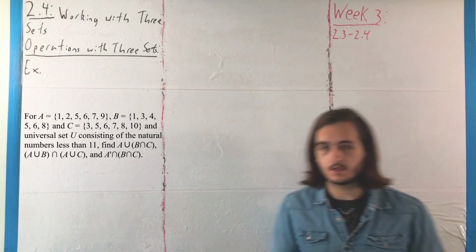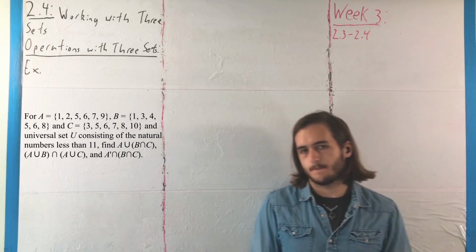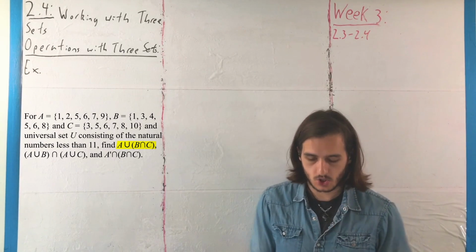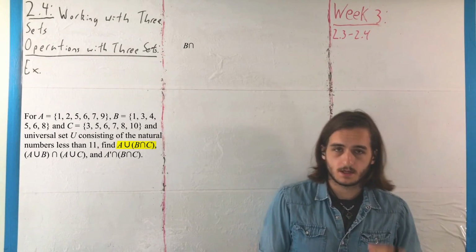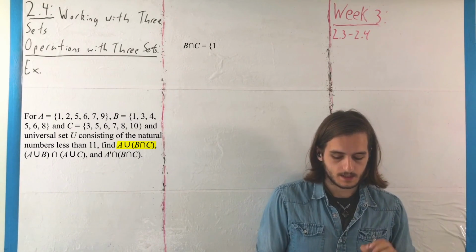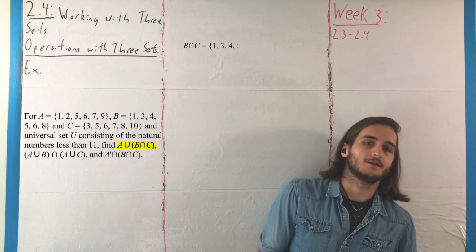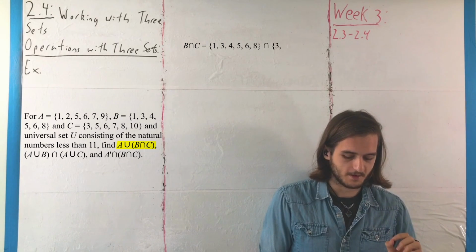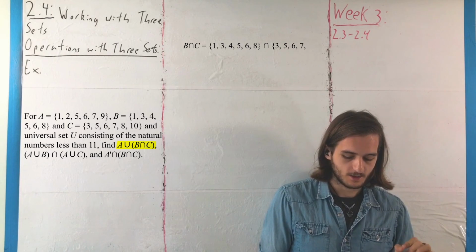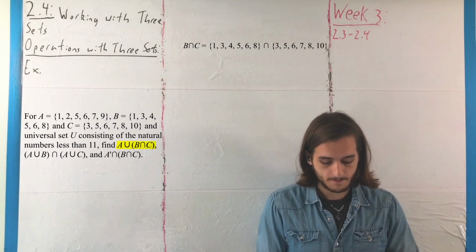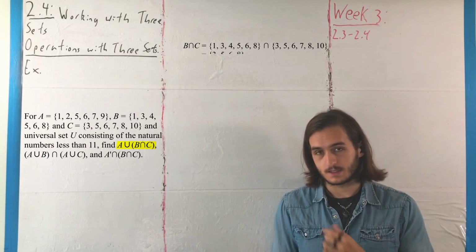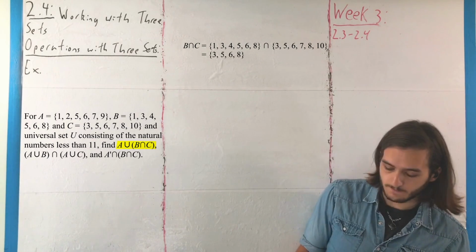So we have each of these three cases, and starting with that first one, what we'll want to do there is take care of what's inside of the parentheses first, like I said earlier. So we want to get B intersect C. And to get B intersect C, that means taking the intersection of B with C, 1, 3, 4, 5, 6, 8, and 3, 5, 6, 7, 8, 10, where we can see that the elements that are shared there would be 3, 5, 6, and 8, so that's our intersection.